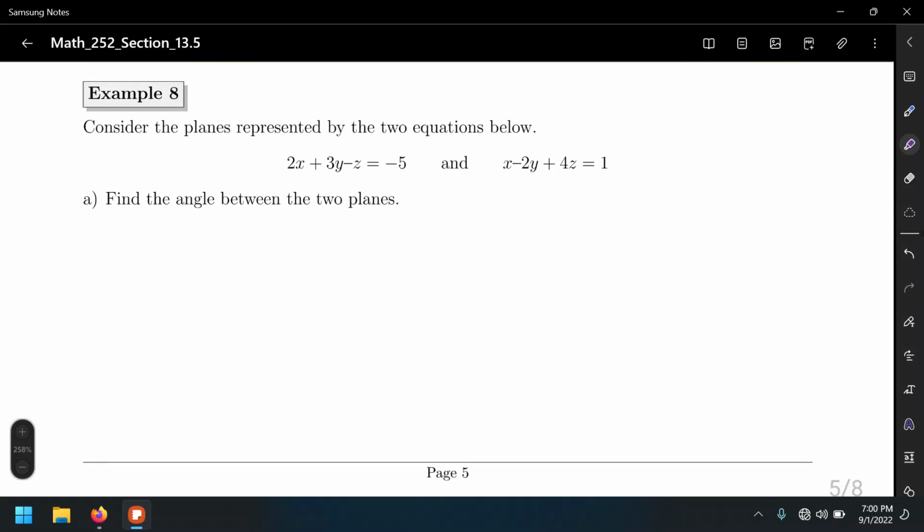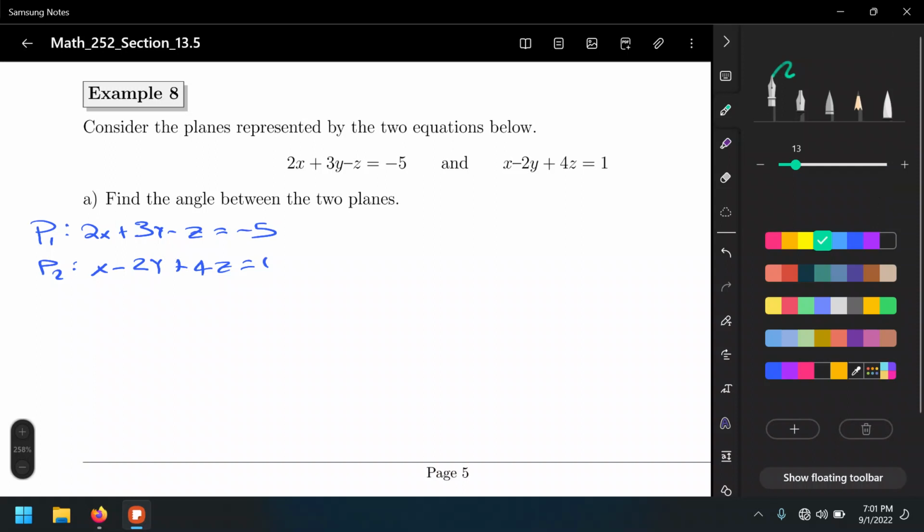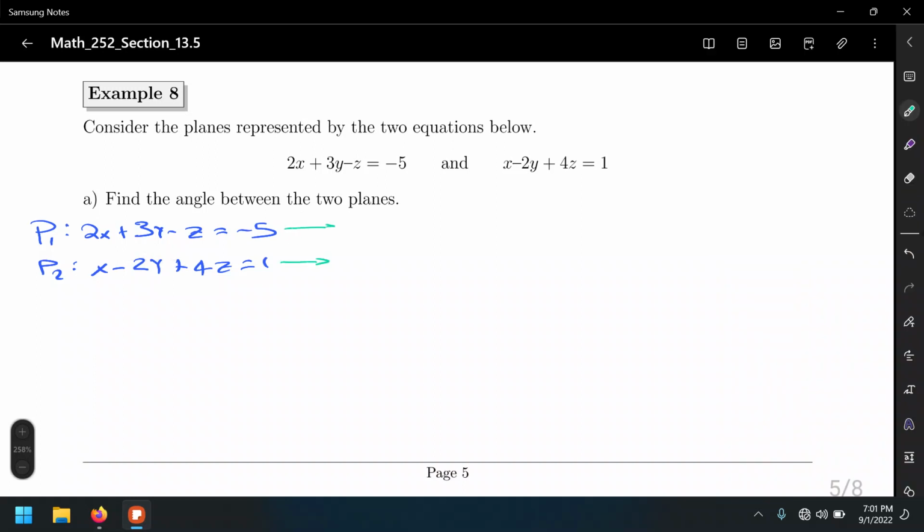Number one, let's label the first plane as P1. That's our 2x plus 3y minus z, and that should equal -5. While P2, our second plane, is x minus 2y plus 4z equals 1. Each of these has a corresponding normal vector. Recall that the coefficients of the variables x, y, and z are the components. Let's label this as n1, the normal vector, so that's going to be the vector 2, 3, and -1. And n2, the second vector that comes from the second plane, is 1, -2, and 4.